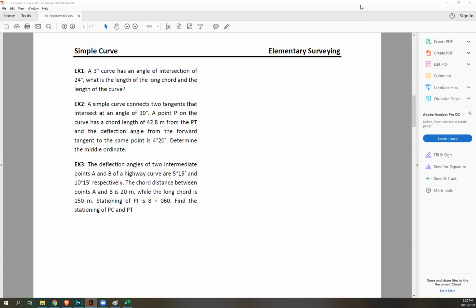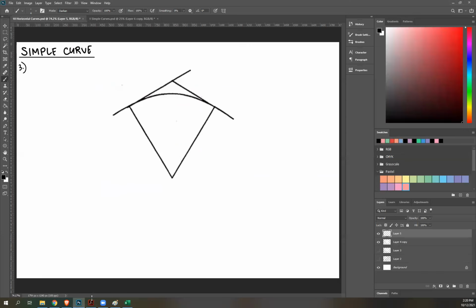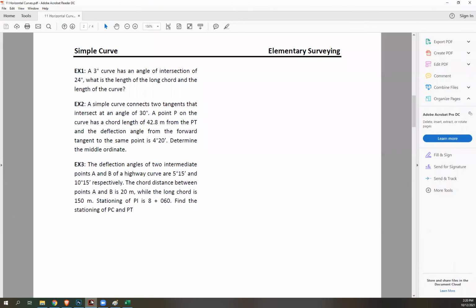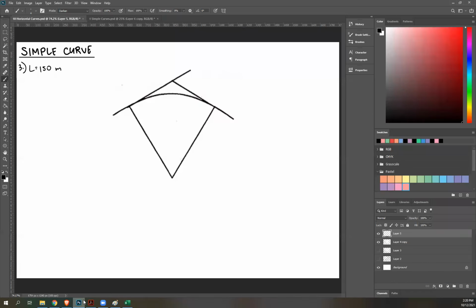Let's start by writing what's given. Deflection angles of A and B are 5°15' and 10°15'. I can't just write that, so I have to draw my simple curve once more. Next, the chord distance between points A and B is 20. Again, that's part of the drawing. Long chord, capital L, is 150. What else? Stationing of PI, 8 plus 060.